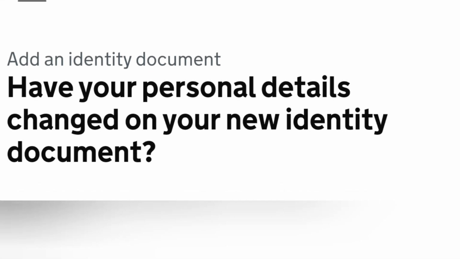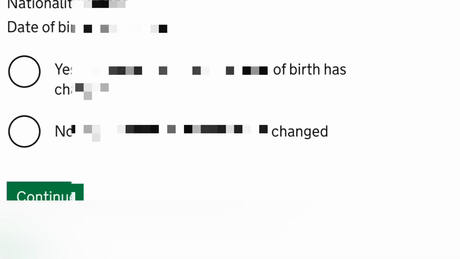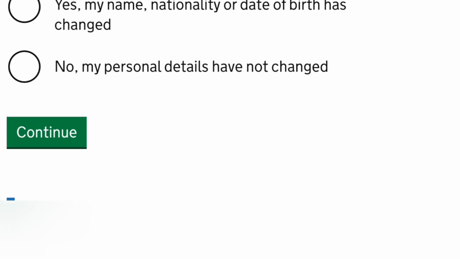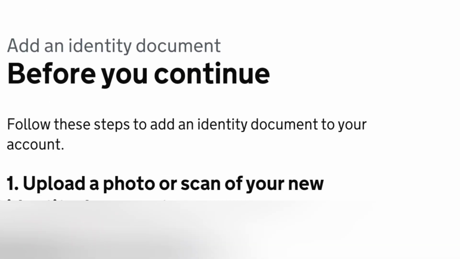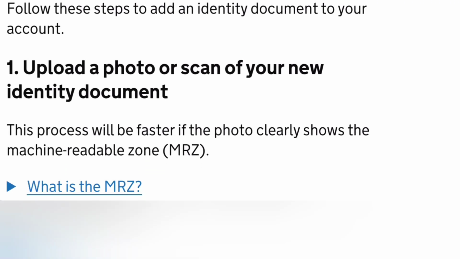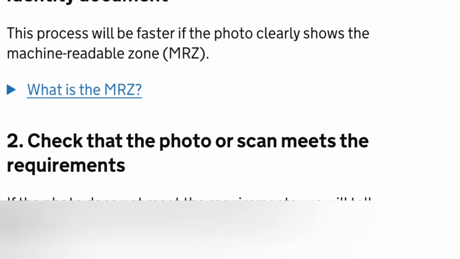So your BRP expiry date and your validity period is all there. It's going to ask you, have your personal circumstances changed? And in my situation, it is no. So it says that update a scanned copy of your identity documents.